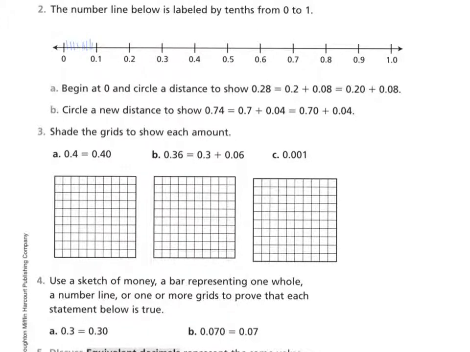Part A, or question A, says begin at 0 and circle a distance to show 28/100ths. Well, again, this is not broken into hundredths. However, we just displayed that we could break it into hundredths, so I want you to imagine where 28 hundredths would be, and draw a circle. Just draw a circle starting at 0 until you get to 28 hundredths. And pause the video now and do that, and then come back for the rest of the lesson.